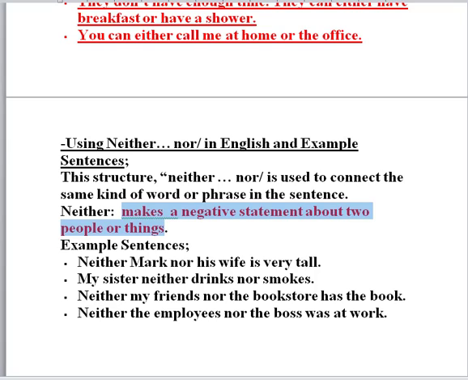Example sentences: Neither Marek nor his wife is very tall. My sister neither drinks nor smokes. Neither my friend nor the bookstore has the book. Neither the employees nor the boss was at work.